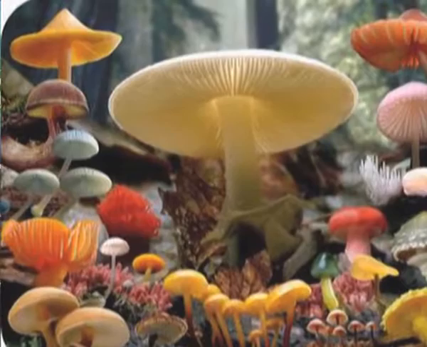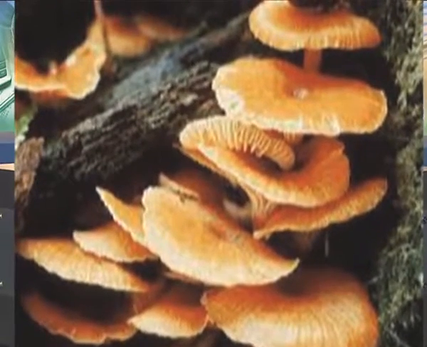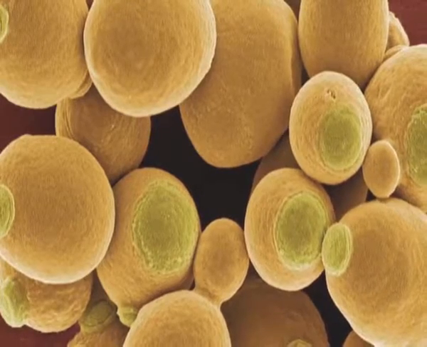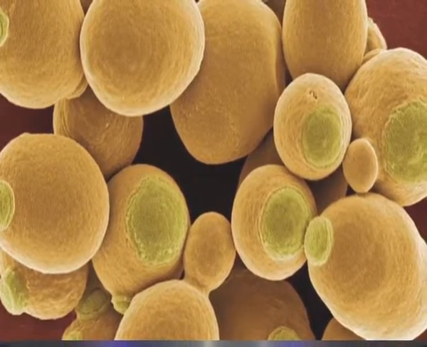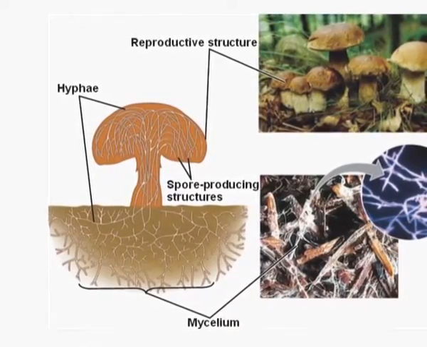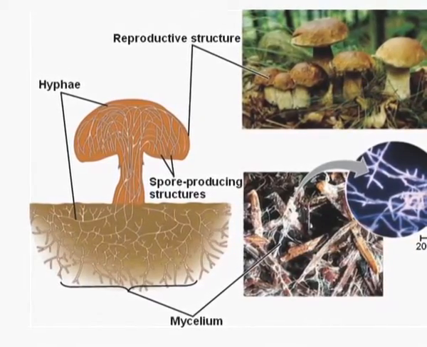So, these mushrooms are macroscopic. Otherwise, the majority of the fungi are microscopic. They are filamentous in nature and are made up of hyphae, except for yeast, which is oval or round in shape. These hyphae are fine, branching, and usually colorless threads. Now, when these hyphae are joined together, or they form a cluster, then they are known as mycelium.